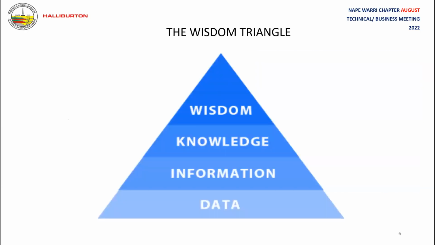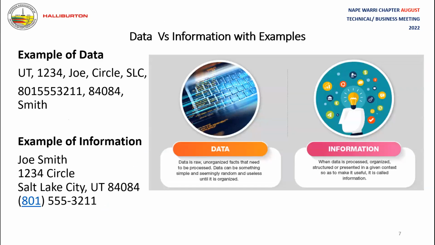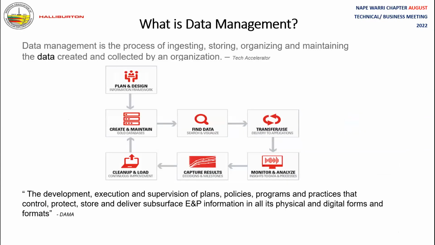This data could be anything. For instance, let's look at this: UT 1, 2, 3, 4, Joseco. These are all data here, but they won't make meaning until you're able to put them together in such a way that it transmits information. So the relationship between data and information is that you get your information from your data.